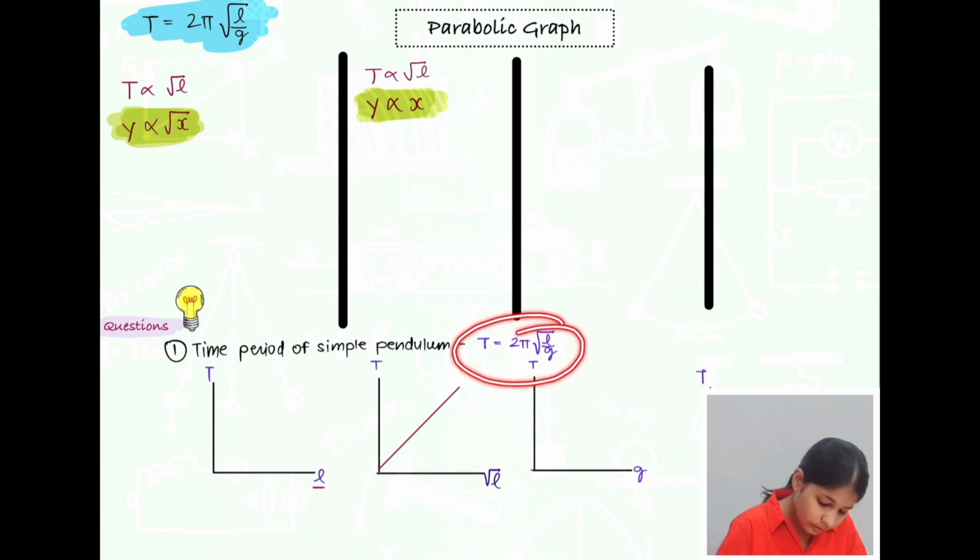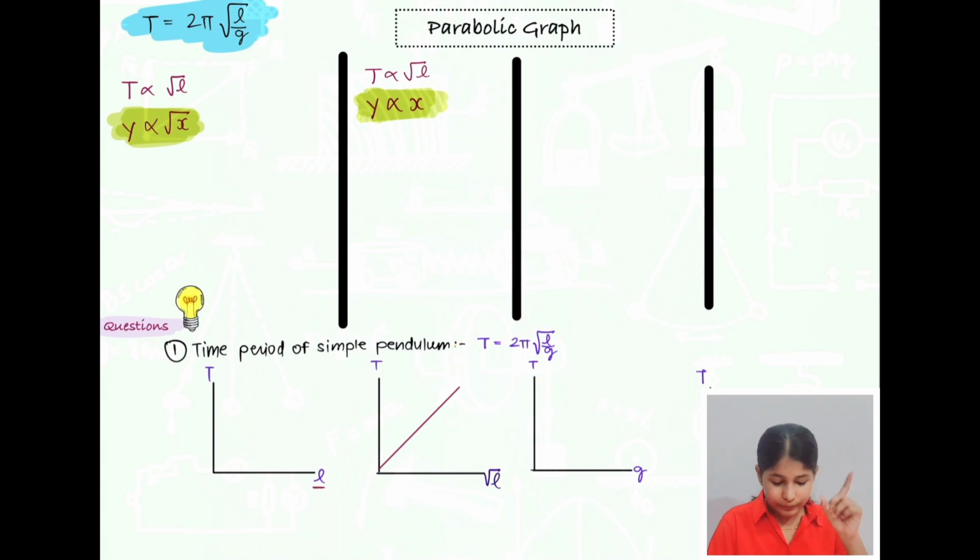Okay. Again, now in our third case, it is saying T and G. You have to plot a graph between T and G. Here you can see how it is written. If you take 2 pi under root L as a constant, then T is directly proportional to half of under root G.